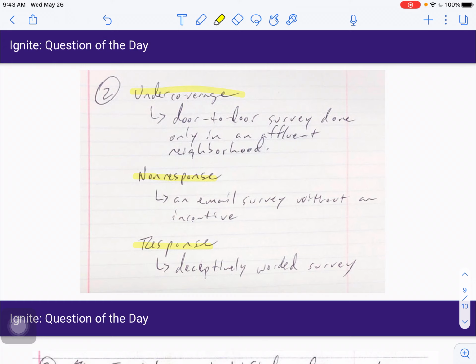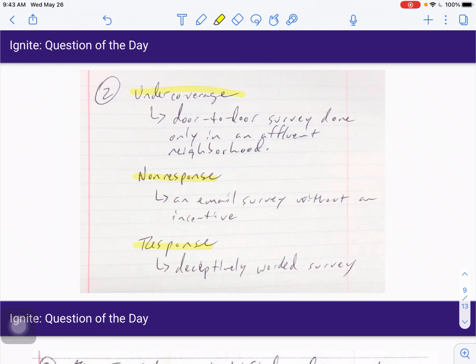Non-response bias just means when somebody doesn't want to reply, and that creates bias. So an example of that would be an email survey without an incentive. Generally when you have a survey, people that are passionate about whatever topic you have are going to respond, passionate either positively or negatively.